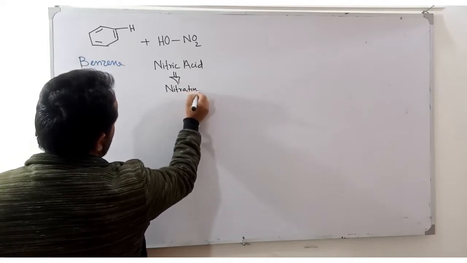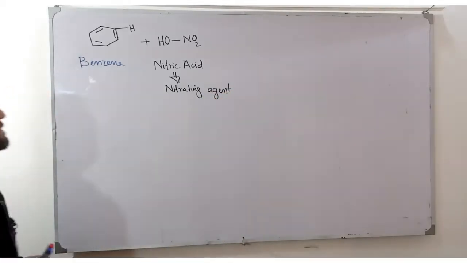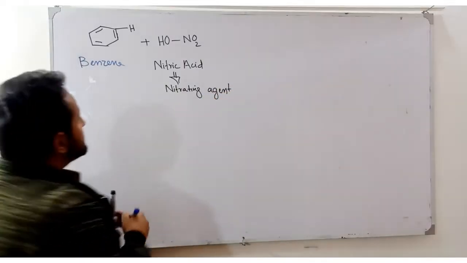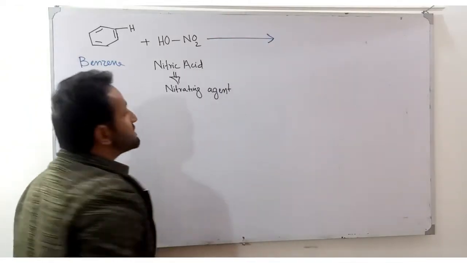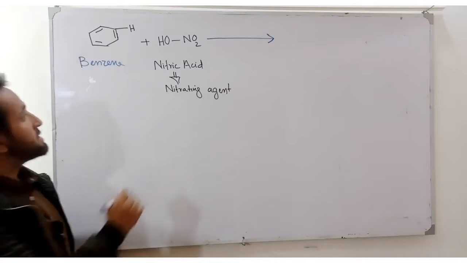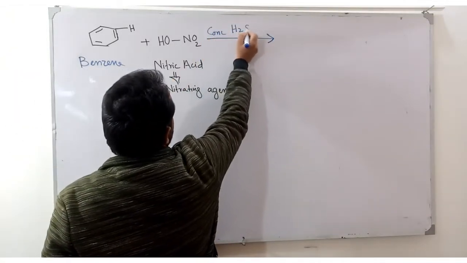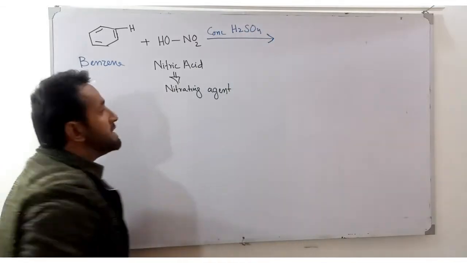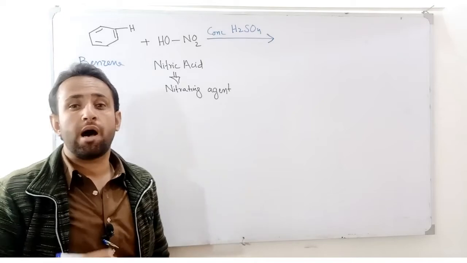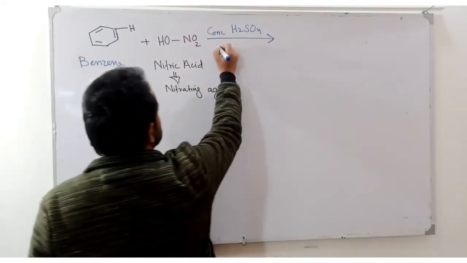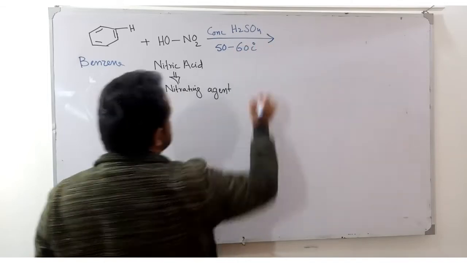Right? This is our nitrating agent. Okay, what will happen? We generally use a catalyst in this reaction, that is concentrated sulfuric acid, H2SO4. Along with the catalyst we also use temperature. The temperature is from 50 degrees centigrade to 60 degrees centigrade.